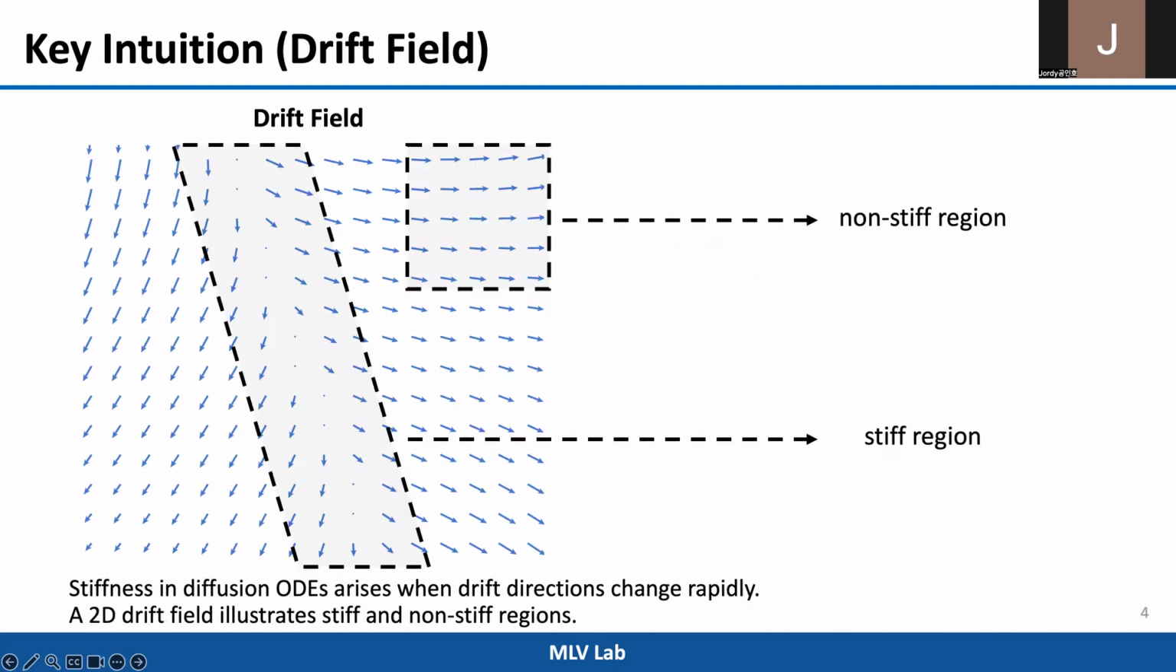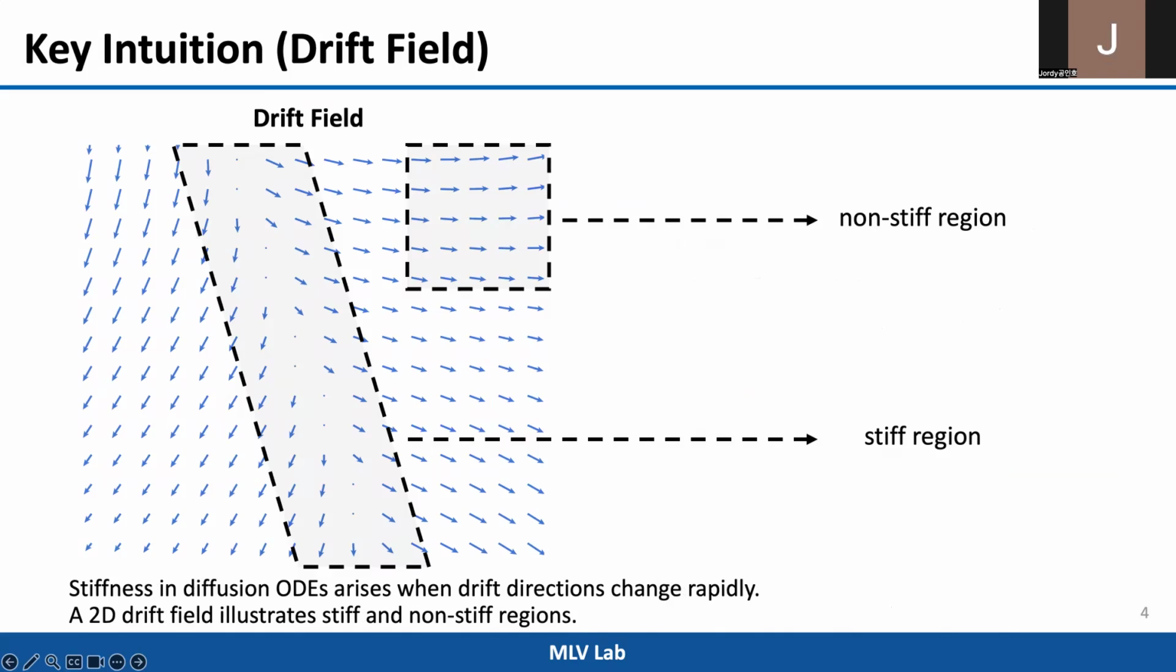To intuitively understand when the solver-induced error occurs, let's look at this sample 2D drift vector field. If you look closely, there are areas where the drift direction changes smoothly. We call this a non-steep region. In contrast, there are areas where the direction changes very rapidly. We call this a steep region.